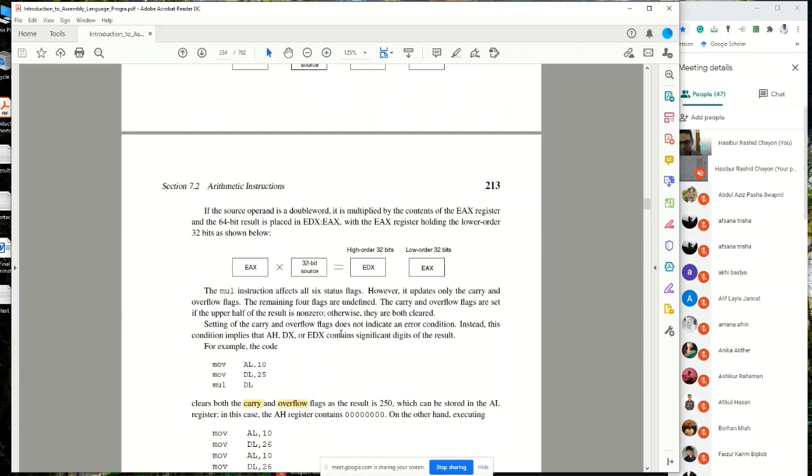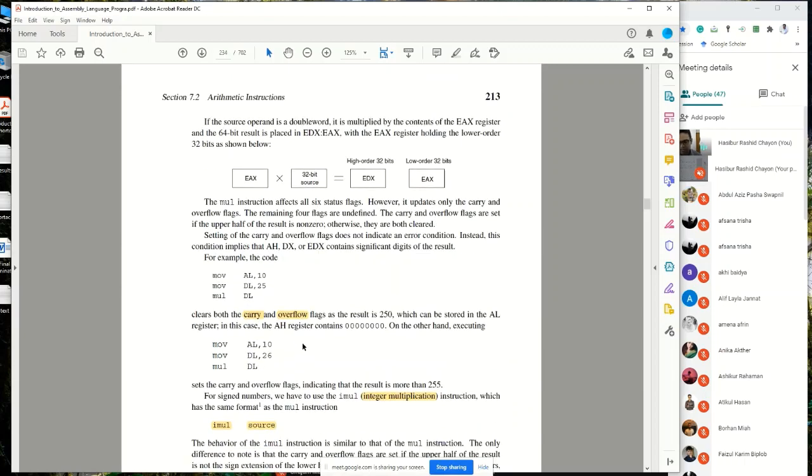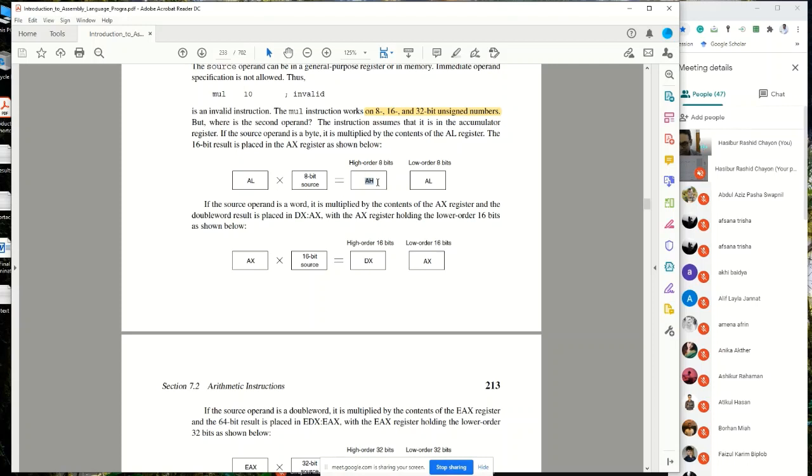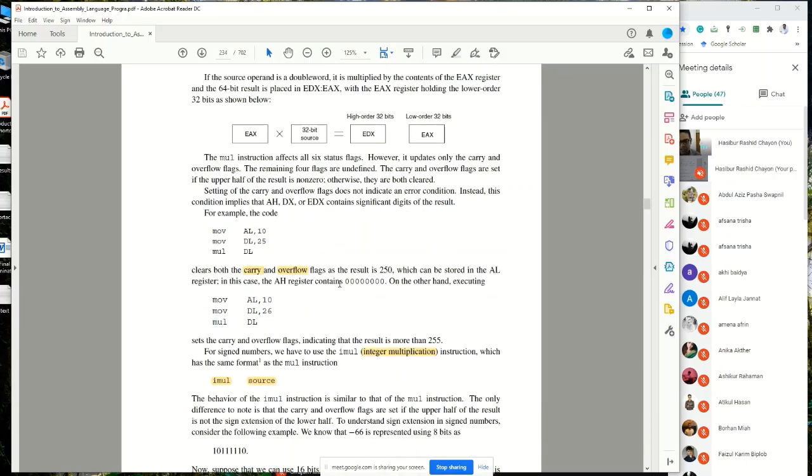That's why the two status flags, carry and overflow, that means we don't have any carry, we don't have any overflow. All right, so these two flags are deactivated, not activated, or clear. Fine. So that's why if AH is not needed, what will it be? It will be all zero. If you don't need the AH, because the AL is more than enough, the AH will be all zero. That's why they have written that the AH register will be all zero.